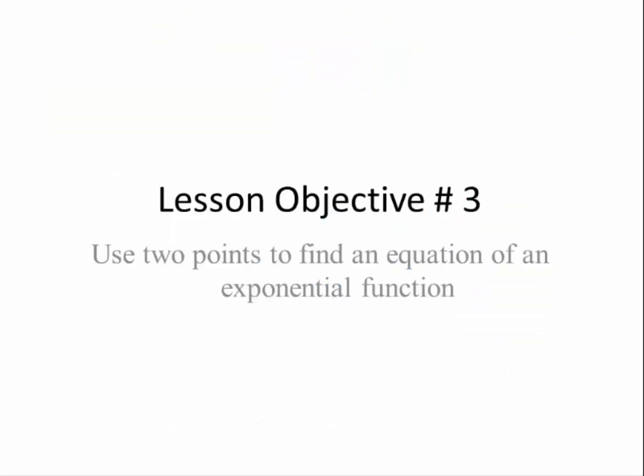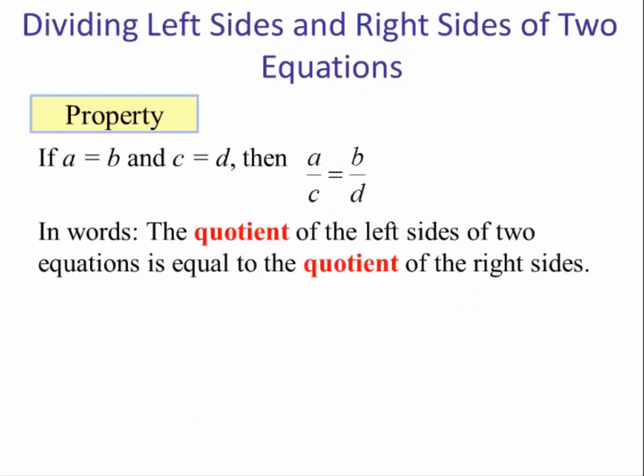Lesson objective. Property. If a equals b and c equals d, then the equation a divided by c equals b divided by d. In words, the quotient of the left sides of two equations is equal to the quotient of the right sides. Now let's look at an illustration.